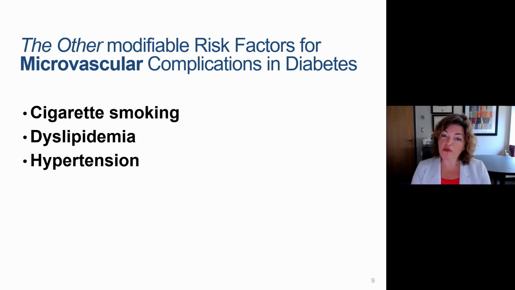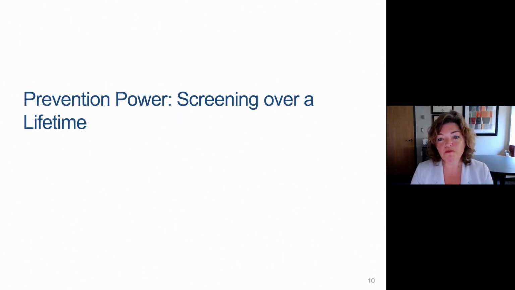Now, the other modifiable risk factors are really potent, actually. So in those who are having trouble achieving glucose control, we can focus them on cigarette smoking cessation, their lipid management, and high blood pressure. These three have been shown to have an impact in all forms of microvascular disease that I mentioned to you.